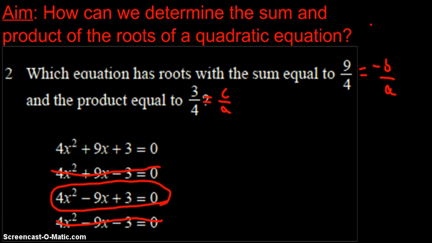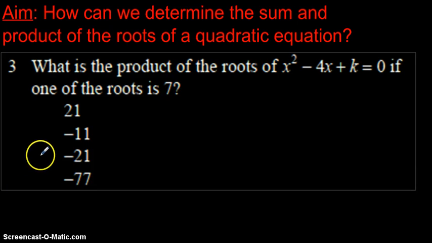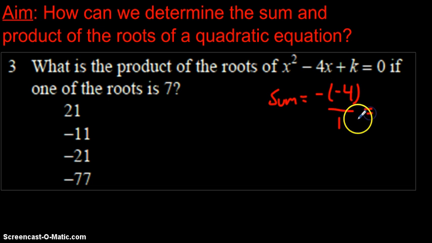So that's just knowing what the nature of the sum and product of the roots means. And one last example. What is the product of the roots of x squared minus 4x plus k equals 0 if one of the roots is 7? So looking at this, the sum of the roots is equal to negative 4 over 1, or 4. So we know the sum of the roots is 4, and one of the roots is 7.